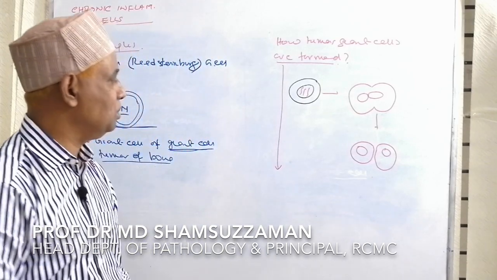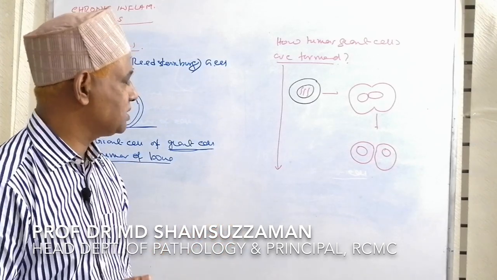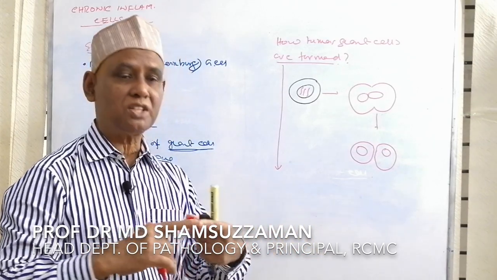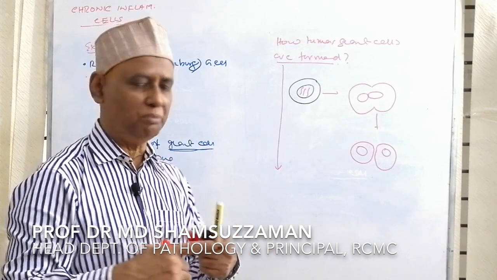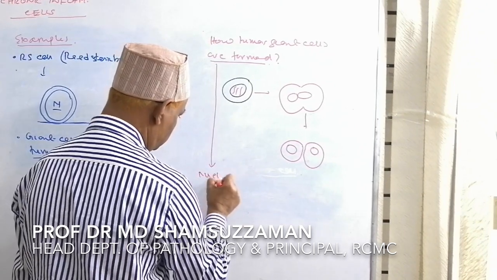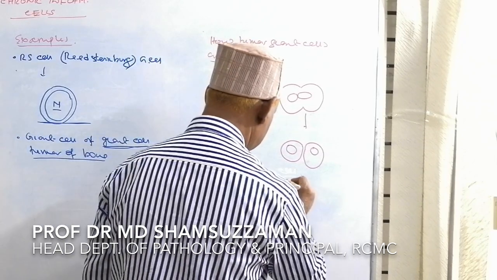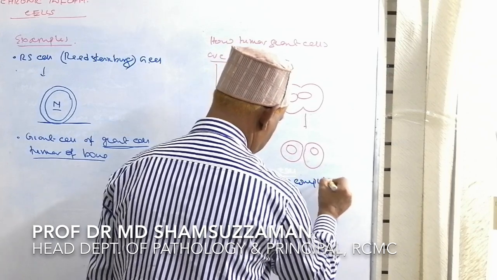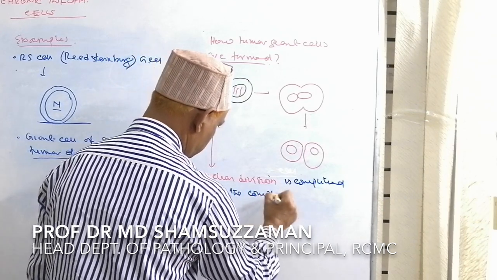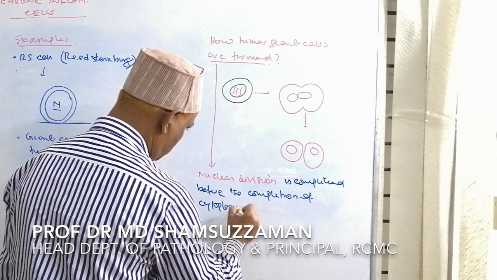In tumor, in cancer, there is rapid proliferation of cells. Due to rapidity of proliferation of cells, in certain cancers sometimes nuclear division is completed before the completion of cytoplasmic division.